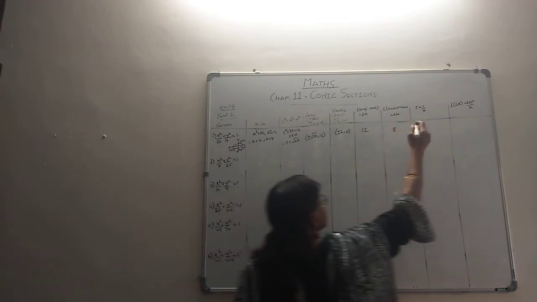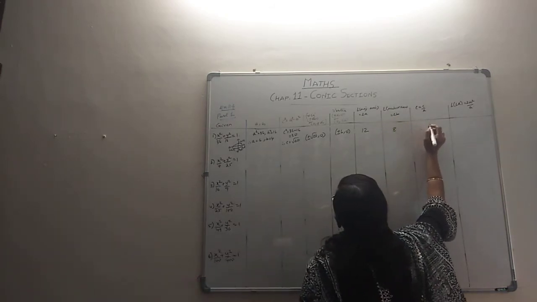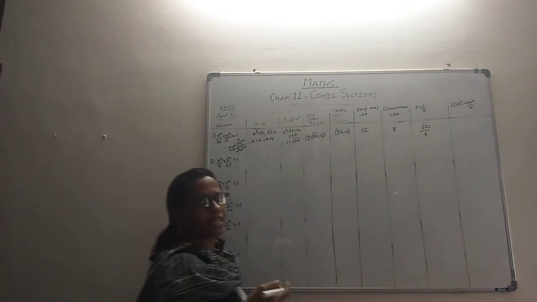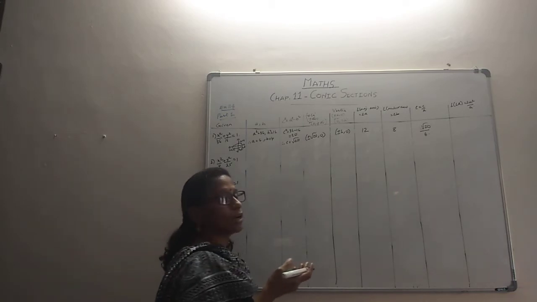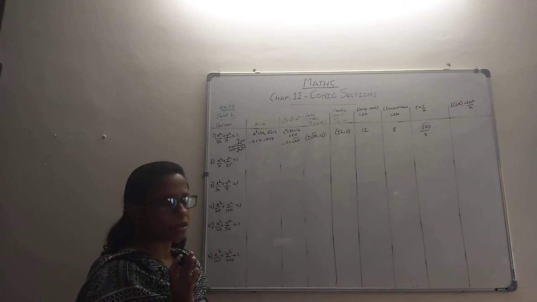Then e is eccentricity, which is by formula c by a, and c for us here is root 20, a for us is 6. So we can have it like that. If you want, you can solve it: root 20 is 4 into 5, so 2 can come out, and like that you can solve it, or this is broadly the answer.